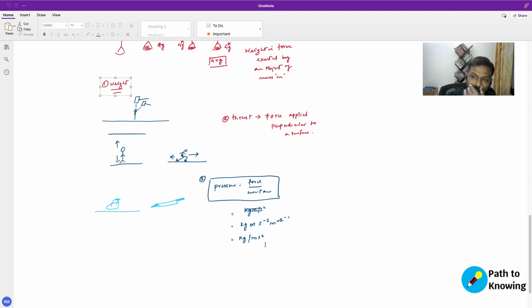Just the way the unit for force is attributed to Sir Isaac Newton, the unit for pressure is attributed to the physicist called Pascal. So we call this unit 1 Pascal.